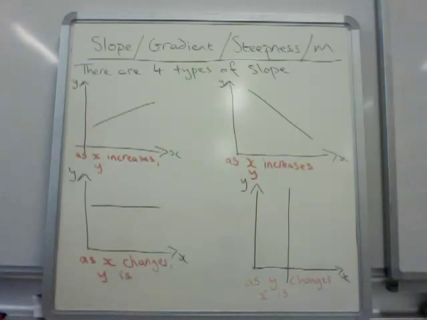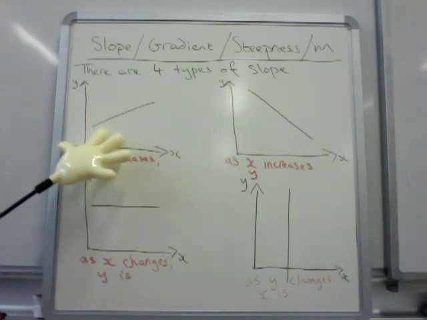Okay, here now we're going to have a look at slope, gradient, steepness of a line, and the letter we usually use is called M, but all these words and the symbol are interchangeable. We can classify the slopes into four types. First of all, we have this one.